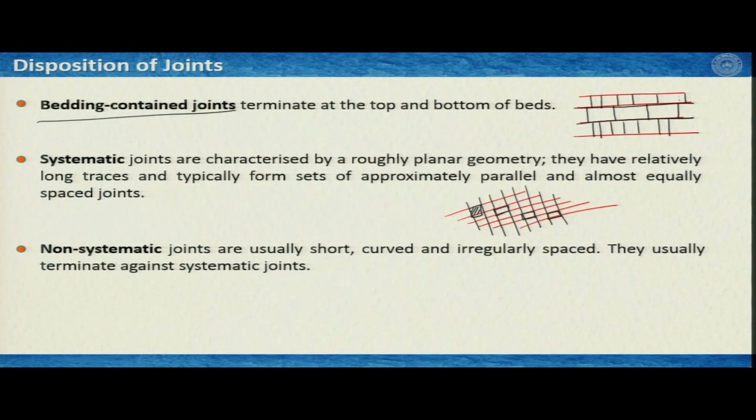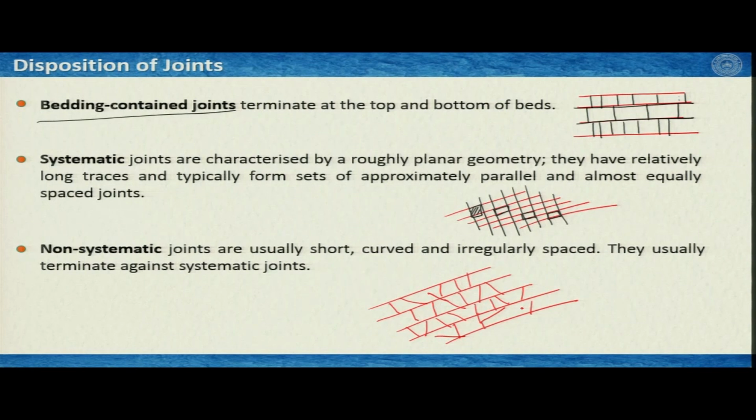And when it is not systematic, non-systematic joints are usually short, curved and irregularly spaced. They usually terminate against systematic joints. In a similar way, you can consider that if you have joints like this, and then a second set of joints, maybe they originate in a different way, not necessarily parallel to each other. So they terminate at places, they may continue but stop somewhere and so on. So these are the processes of non-systematic joints.